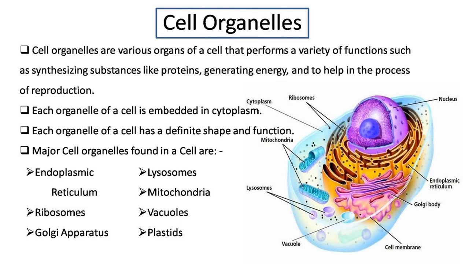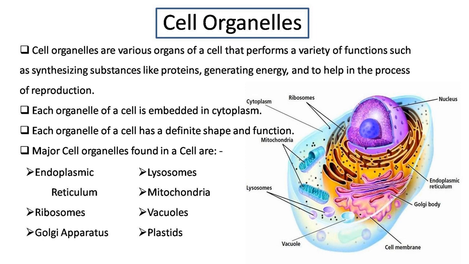As discussed earlier, cell organelles are like organs that are suspended in the cytoplasm. There are various organelles in a cell that perform a variety of functions, such as synthesizing substances like protein, generating energy, and helping in the process of reproduction. Each organelle of a cell is embedded in cytoplasm, and they have a definite shape and function.